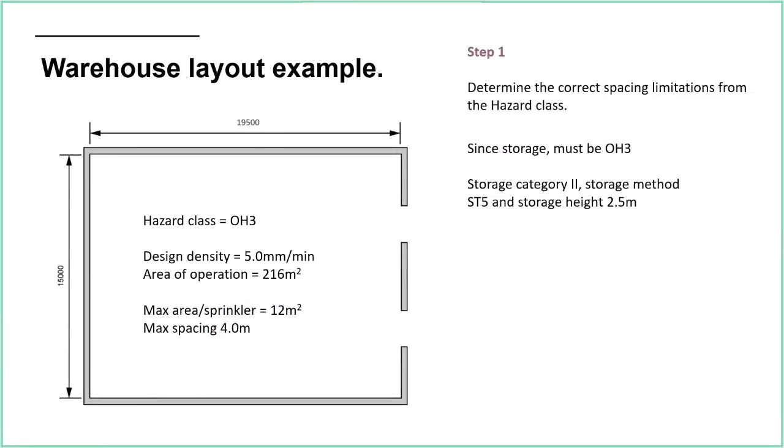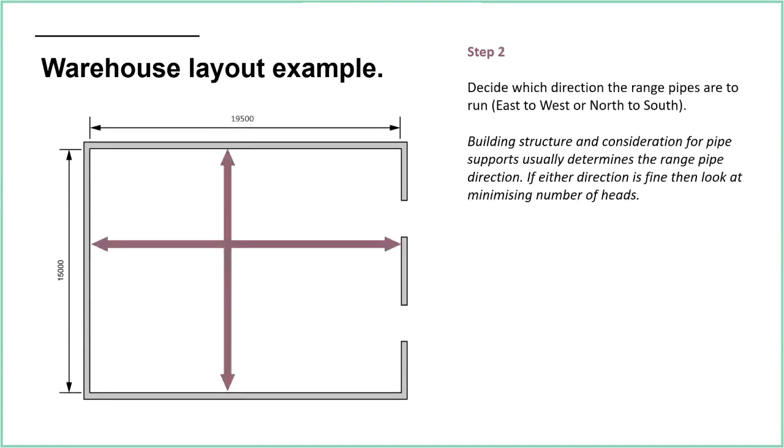Okay, so based on the tables that I showed you earlier, you can see we've got 19.5 meters going east to west, and we've got 15 meters going north to south. So the first thing that we do is we decide which way our range pipes are going to go. Are they going to go east to west, north to south? Now that will be affected by, is there a slope in the ceiling? Is it like a pitched roof? Which way are the support beams going? That's going to have an influence. Most of the time, you want to go with the supports and the beams and the slope of the ceiling.